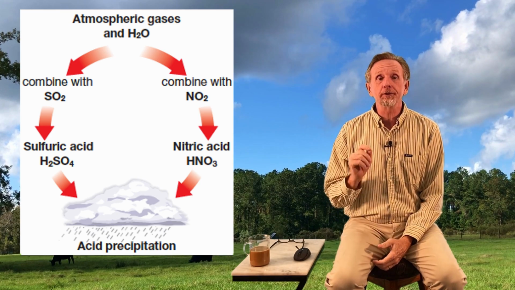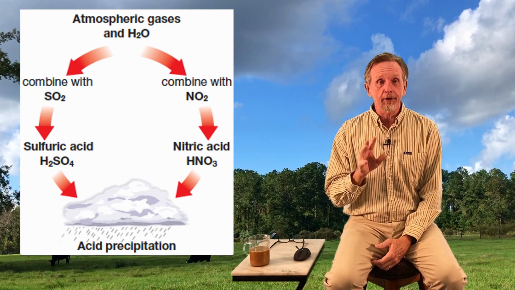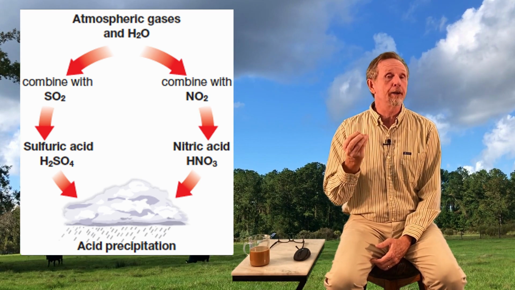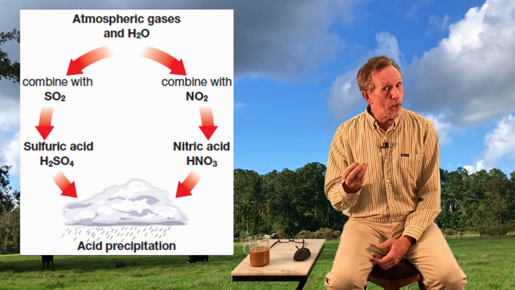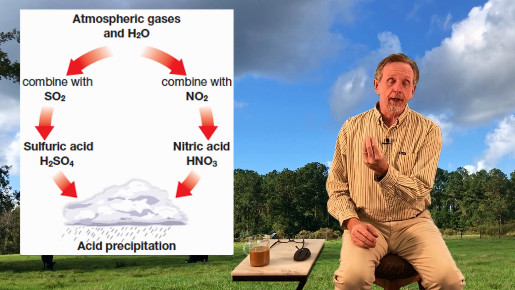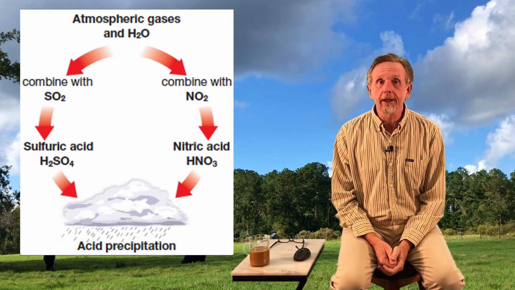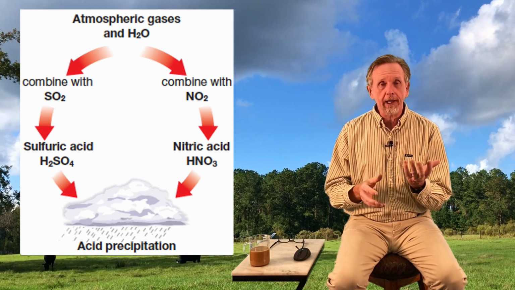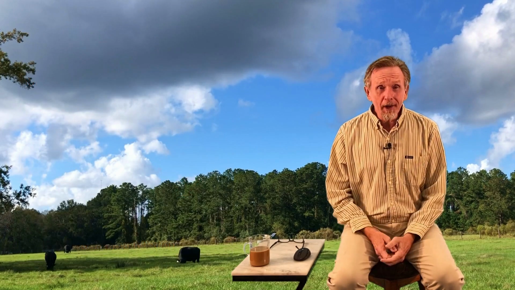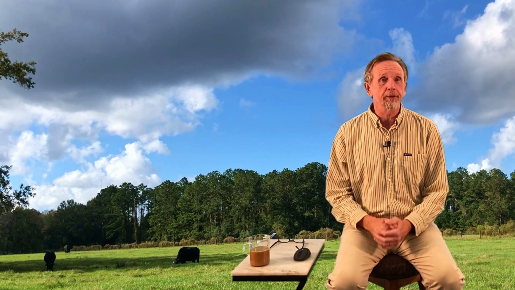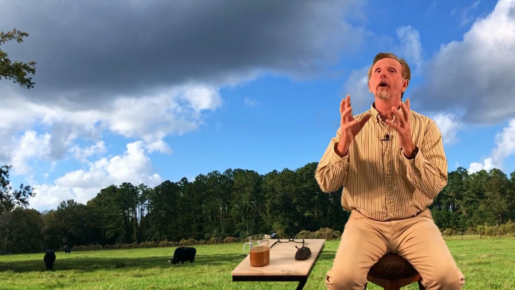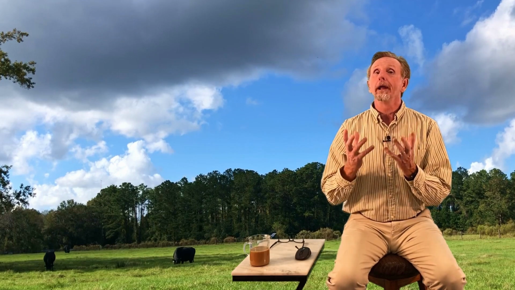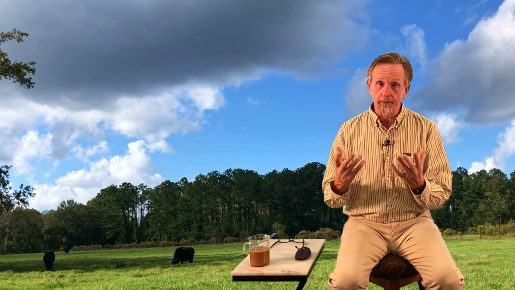They mix with H2O. So SO2 mixes with the water and it forms H2SO4. Nitrogen dioxide, NO2, mixes with the water in the air and can form HNO3. Sulfuric acid, nitric acid. Now, they're not highly concentrated forms. They're mixed with an awful lot of water, but they are enough to change the pH of the water as it falls, and you change the pH enough and it causes problems on the ground.